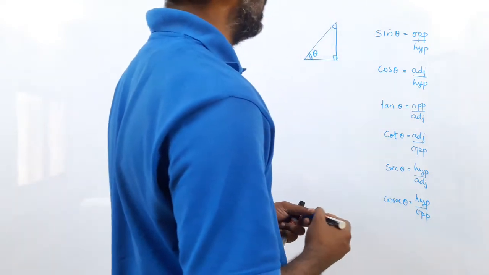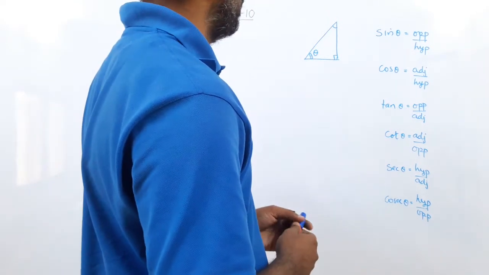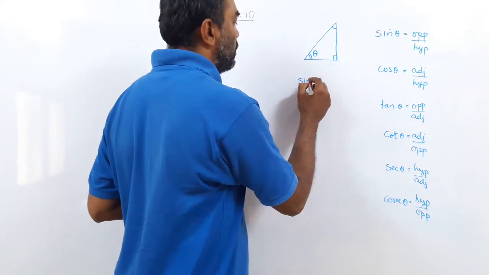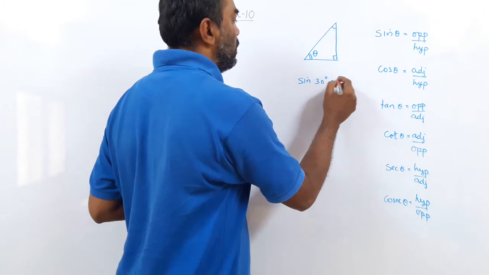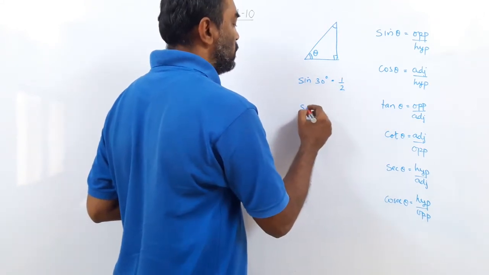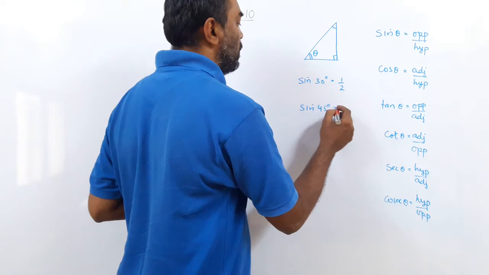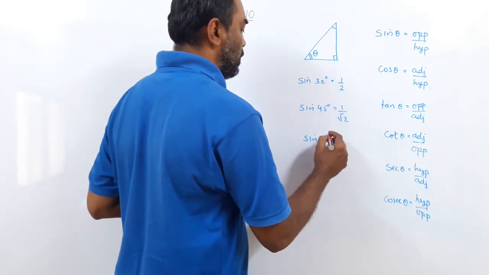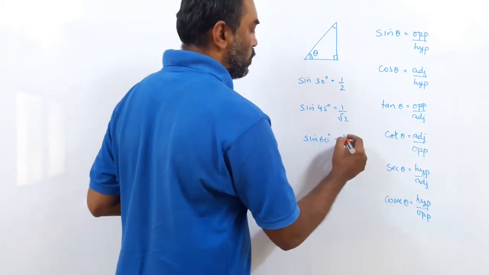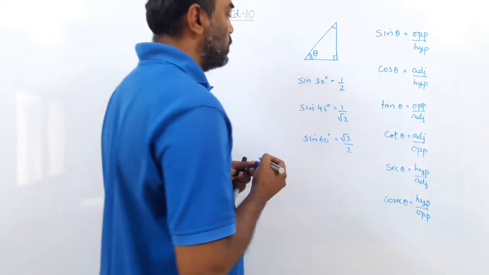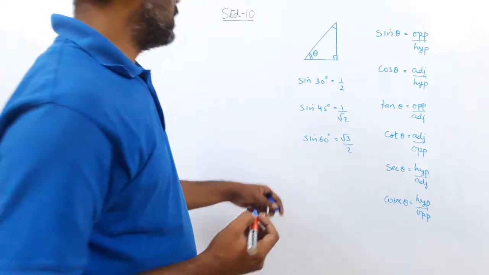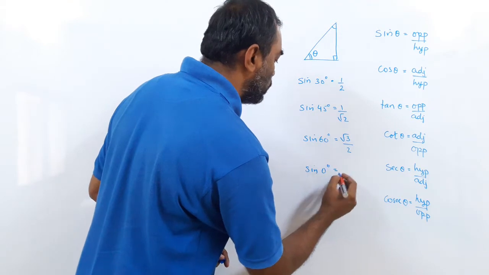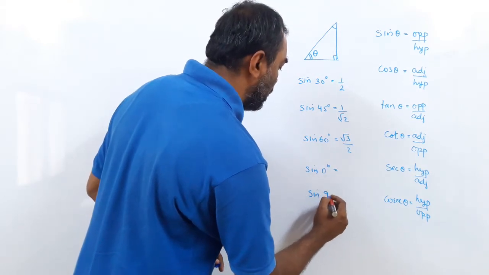Okay, so six ratios we keep revising again and again. And last time we had seen in the videos that sin 30 degree is equal to 1 upon 2, sin 45 degree is 1 upon root 2, sin 60 degree is root 3 upon 2. So we have found 30 degree, 45, 60. We are interested in two more, sin 0 and sin 90.